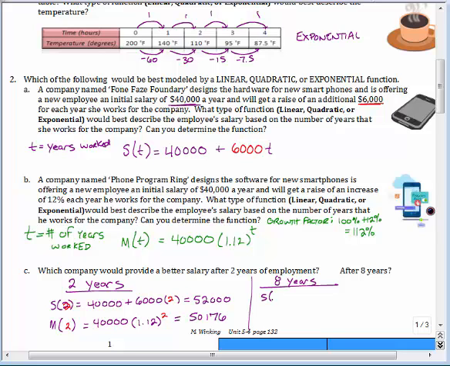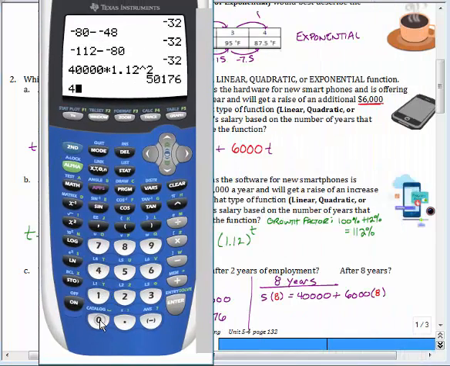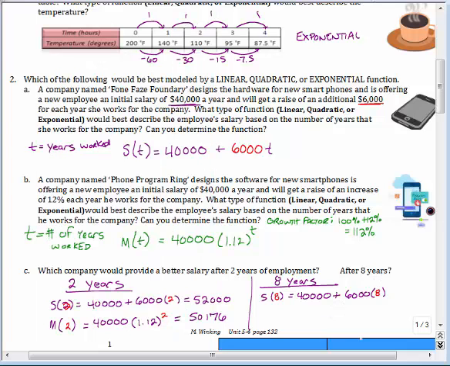So again, we'll do S of 8, because we're doing 8 years this time. We'll start with 40,000 plus 6,000 times 8. If you do 6 times 8, that'd be 48. So 48 plus 40, it should be 88,000. So a fairly nice salary. Let's just type it in: 40,000 plus 6,000 times 8. You can see it comes out to 88,000.